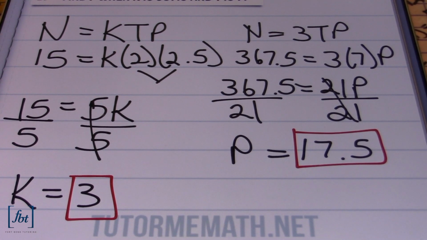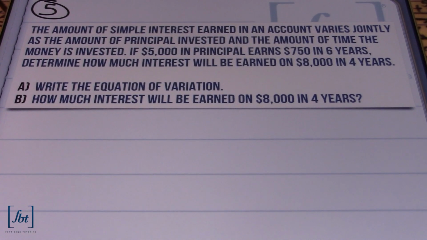Yeah, we're just moving along. Let's move on to the next problem. Oh, wow. Number 5 looks like it has a lot of words. We don't like words. The amount of simple interest earned in an account varies jointly as the amount of principal invested and the amount of time the money is invested. If $5,000 in principal earns $750 in 6 years, determine how much interest will be earned on $8,000 in 4 years. Wow, that was a book.